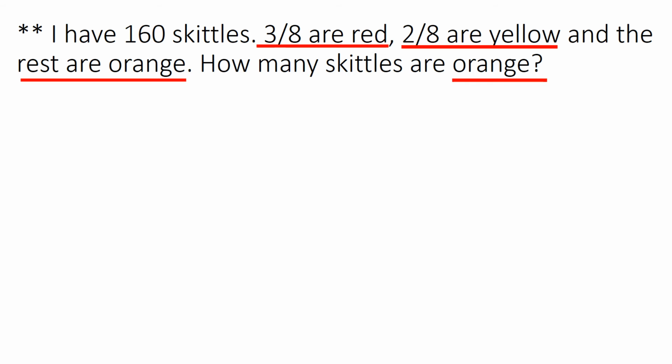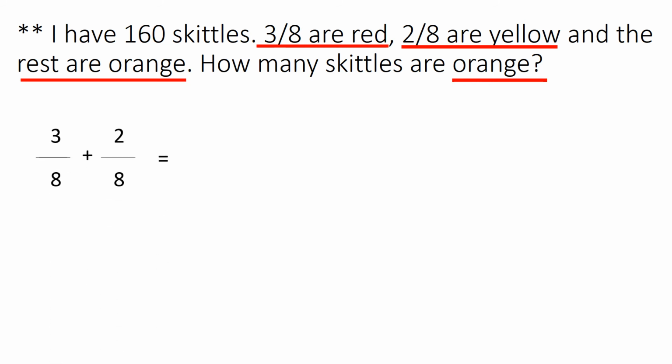So we know that 3/8 are red and 2/8 are yellow, but we need to find out how many are orange. So it's not asking us how many 8s are orange, but how many Skittles are orange. First of all, we need to find out how many Skittles we've already accounted for. So we've got 3/8 and 2/8. So we need to add those together.